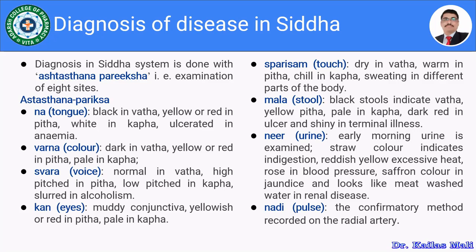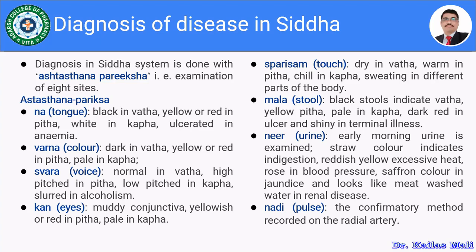Then Sparsha, that is touch. It is dry in Vata, warm in Pitta, chill in Kapha, and sweating in different parts of the body. So the touch might be dry in the case of Vata, warm in the case of Pitta, and chill in the case of Kapha.